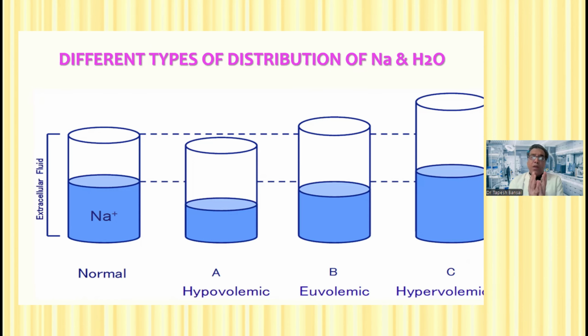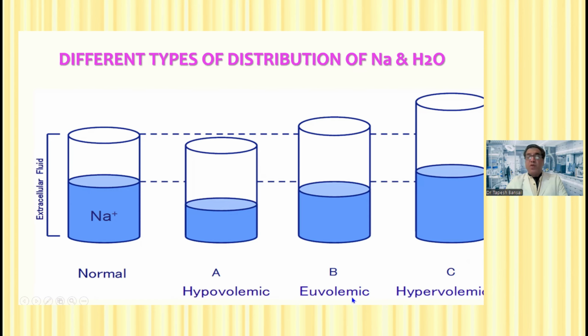And now in hypovolemia, what has happened? Sodium has decreased and water has also decreased. So if you see here, this is the sodium. This was the normal sodium. The sodium has gone down, and this is the total water, and water is also decreased, but much less than sodium. So this is hypovolemic hyponatremia because the sodium decreases much more than water.